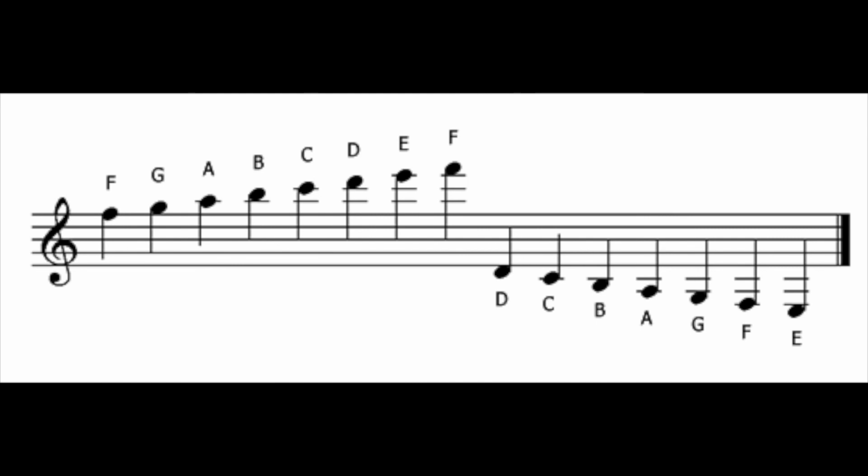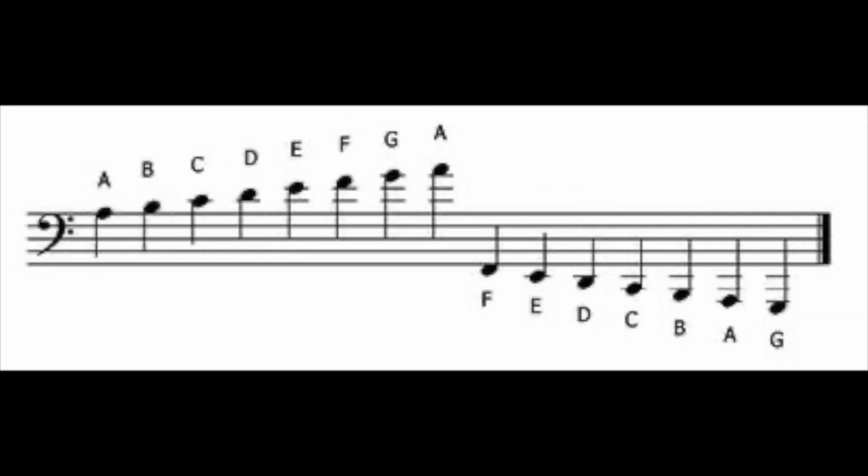So here's a quick example of ledger line options above and below the treble clef staff, as well as the bass clef staff. And these are by no means the only ledger lines used, but just so you can get a good idea of what they are and what they look like in each staff.